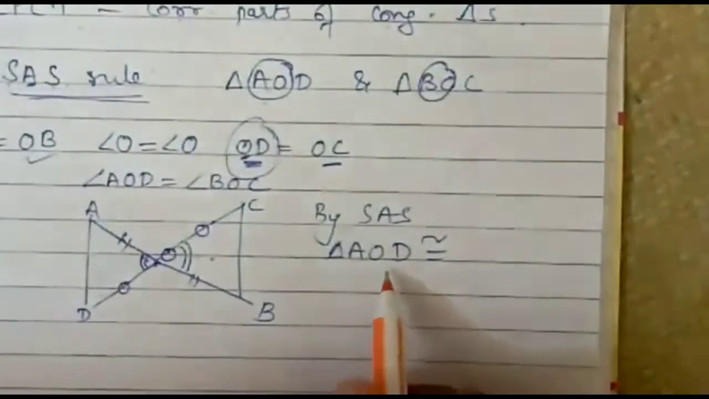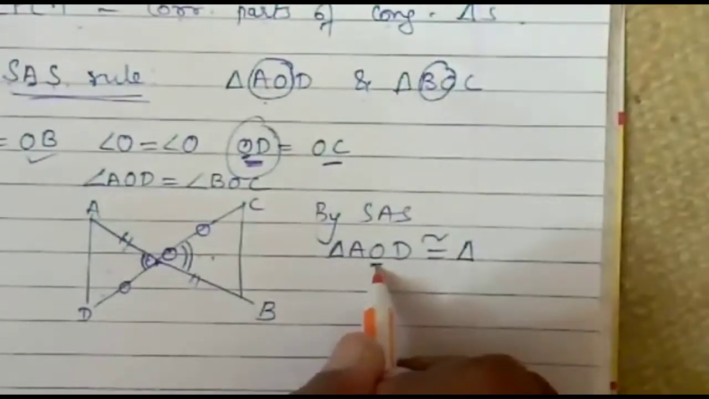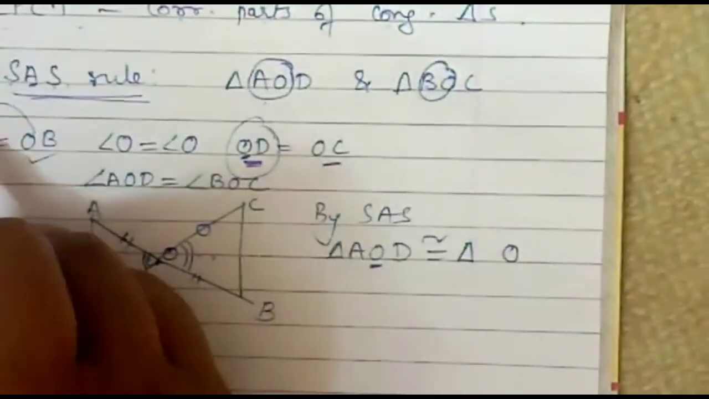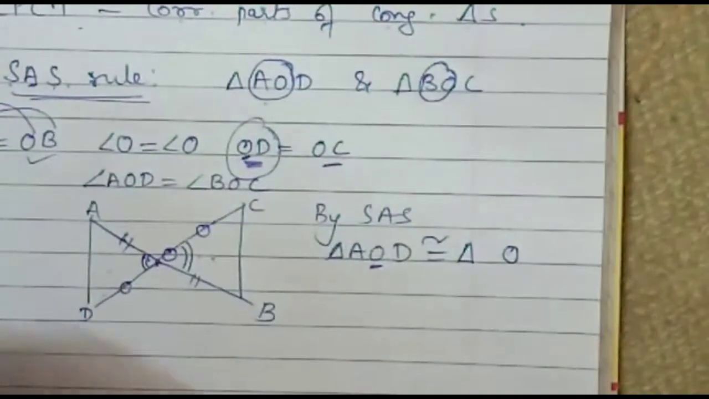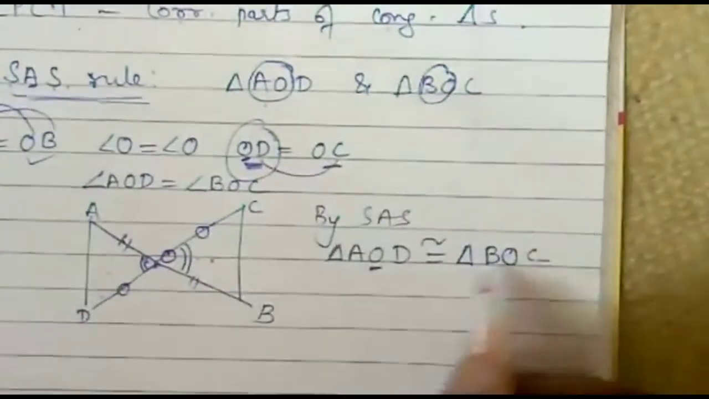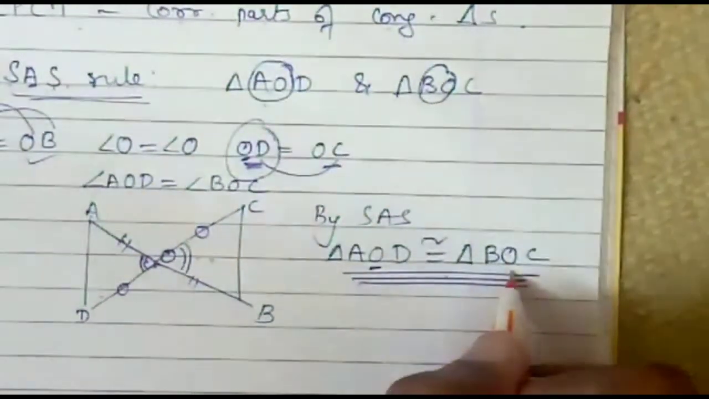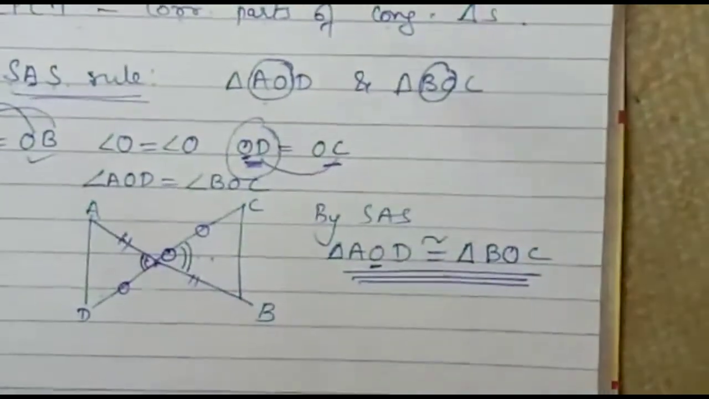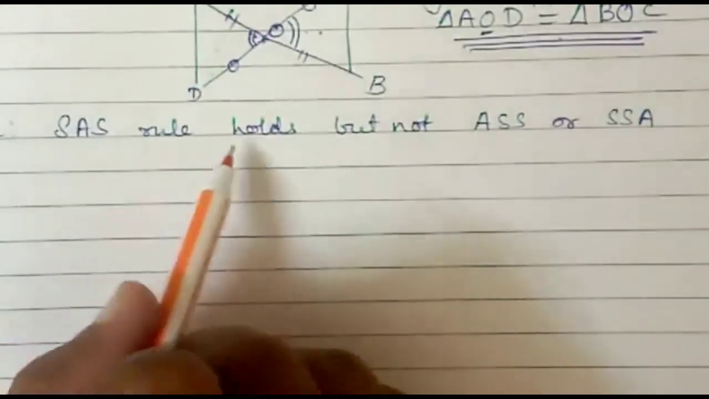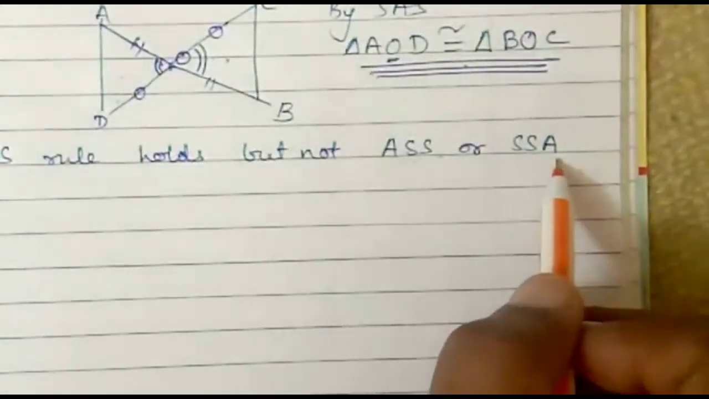Now here we have a question mark: what to write, whether to write BOC or COB. Remember that angle O is with O, so in the middle we will get O. Now if O is with O, then A will obviously be with B, and D will be left out with C. So we got triangle AOD is congruent to triangle BOC. This is your axiom number 1. Now you need to remember this note: the SAS rule exists, but we don't have any rule called ASS or SSA, right?